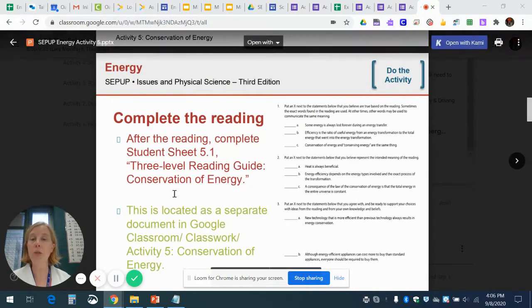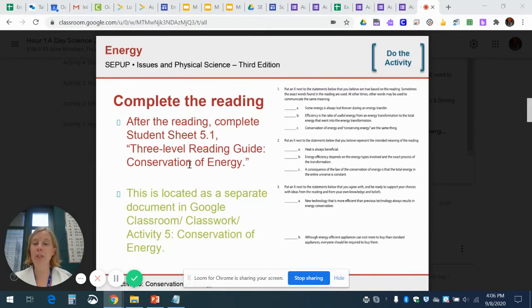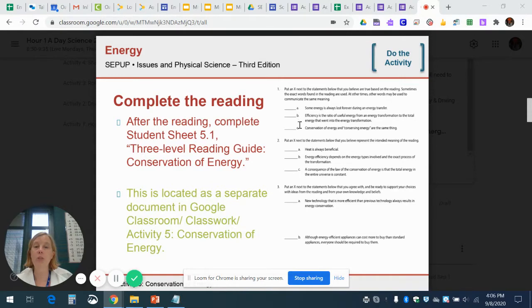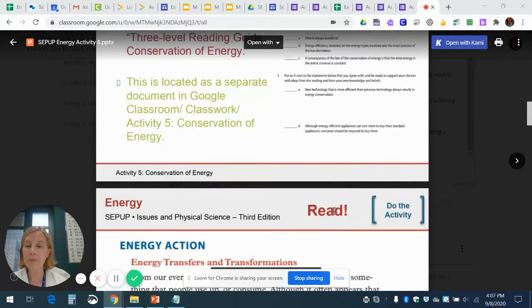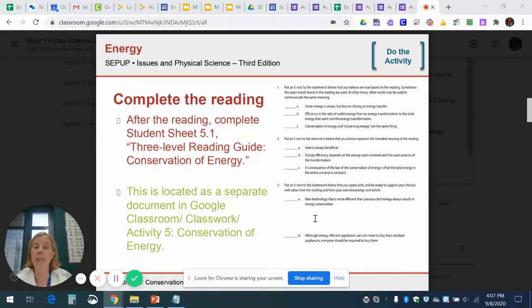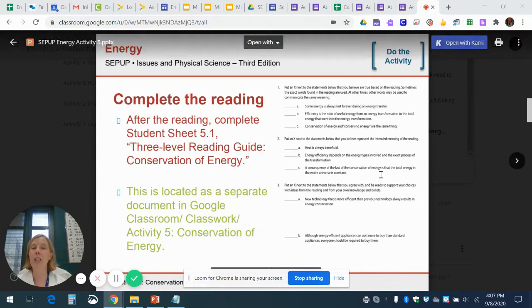All right, so we're going to complete the reading activity, the 3-level reading guide. This is student sheet 5-1. This is a separate document in your classwork, and you're going to answer these 3 questions when you are done with the reading. So after you're done with all of the slides, then you're going to do this activity. You're putting an X next to one of the statements, A, B, or C. For number 2, you're marking all of the statements that are true. My hint is that there is more than one true statement. And then you're putting an X if you agree or disagree with the statement, and then saying why you agree or disagree. You could also write the word agree or disagree and then explain in a sentence why. You will have to open up a text box in order to type things. So you'll have to insert a text box in order to answer and edit this page in Classroom.